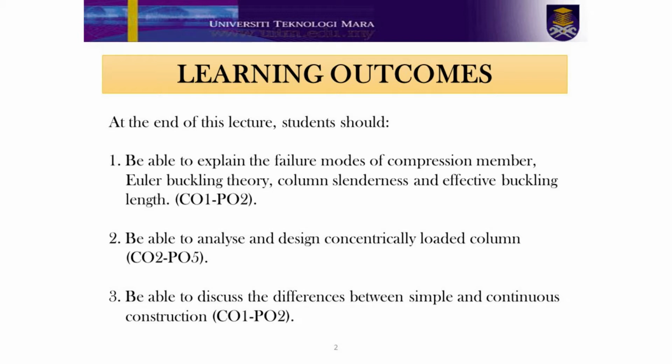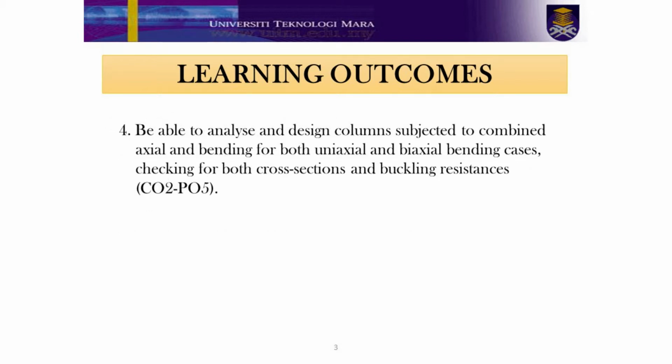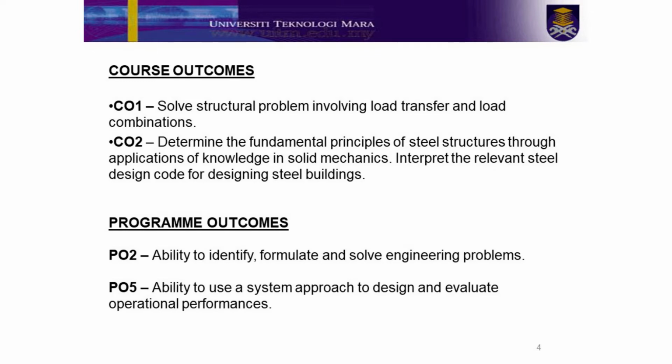2. CO1-PO2. Be able to analyze and design concentrically loaded column. 3. CO2-PO5. Be able to discuss the differences between simple and continuous construction. 4. CO1-PO2. Be able to analyze and design columns subjected to combined axial and bending for both uniaxial and biaxial bending cases, checking for both cross-sections and buckling resistances. CO2-PO5. Here are the course outcomes and program outcomes for this subject.